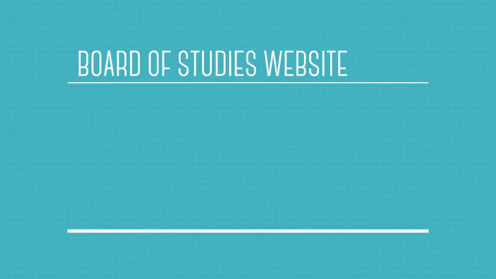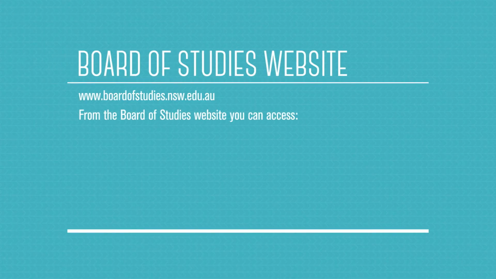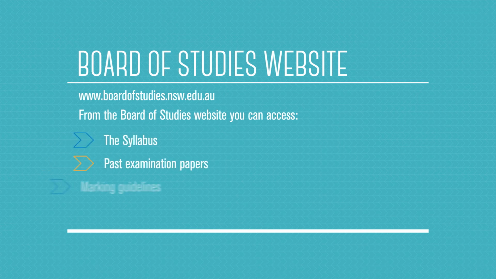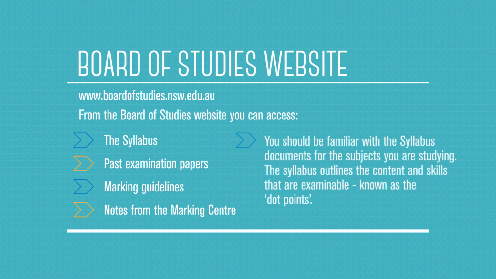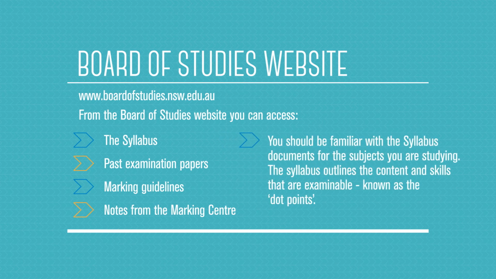Now, if you haven't already visited the Board of Studies website, you should visit that as soon as possible. From the Board of Studies website, you can access the syllabus, past examination papers, marking guidelines, and notes from the Marking Centre. Let's go through each of these. You should already be familiar with the syllabus documents for your subject. The syllabus outlines the content and the skills that are examinable. These are what we call the dot points.